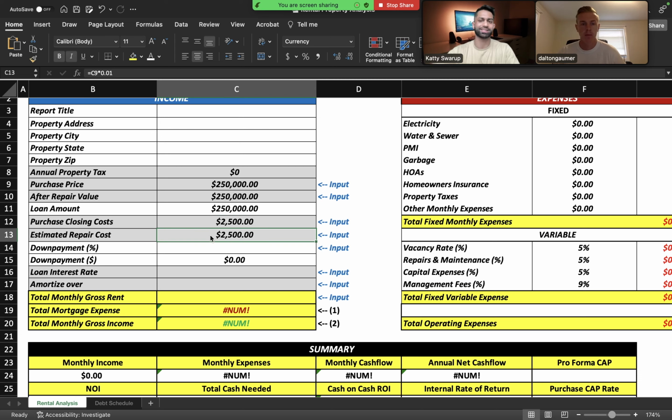And then repair cost, as I mentioned earlier, depends very much on the quality of the property. If it's completely turnkey, you maybe don't need as much, but sometimes you need appliances. Sometimes a property may not have a dishwasher or washer, dryer. So those are things that you may have to budget for. What's a good percentage for this, Dalton, that you would probably go with?